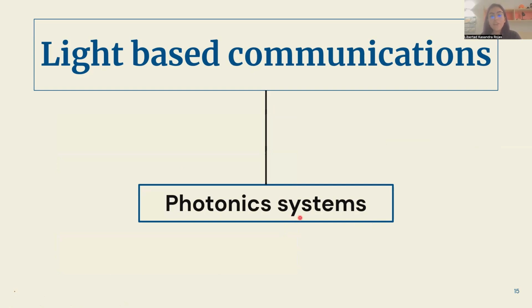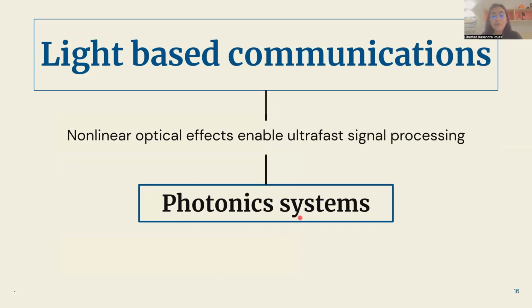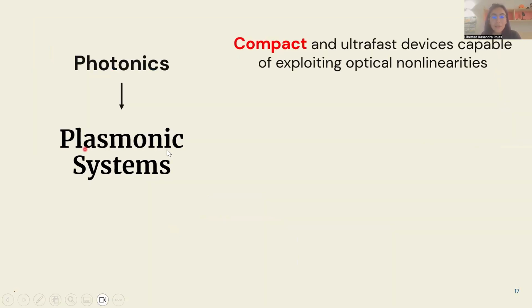Now, in order to get the ultra-fast part, we need nonlinear effects. So we need nonlinear optical effects to enable this ultra-fast signal processing. So through this presentation, I'm going to be talking about photonics and also plasmonic systems, and we're going to be using the systems to exploit the nonlinear effects that are going to enable us to actually get this ultra-fast signal processing. So this is a bit of the motivation behind photonic systems, and I'm sure most of you have heard the word photonics before. Now, when it comes to plasmonics, I know that this might be a newer, more unfamiliar term.